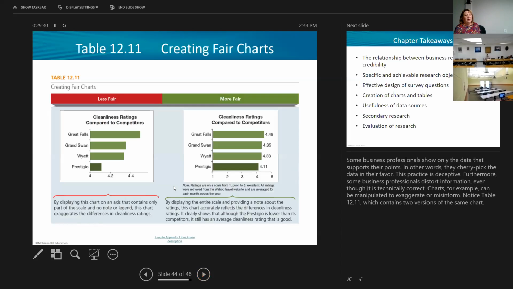This shows you an example of a less fair and a more fair chart. Only part of the scale is given. You can see on this one it just goes from 4 to 4.4, which makes this one company look way better than the others. A more fair chart includes the entire scale, and you see that the differences are not that dramatic.